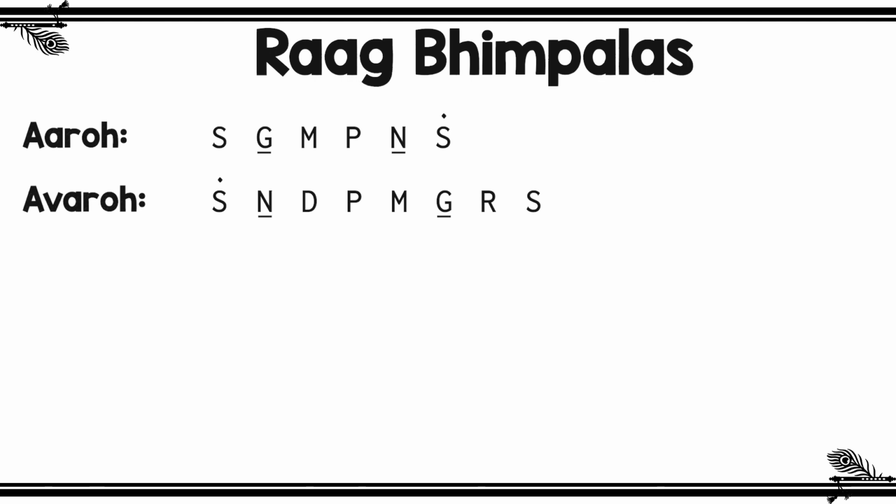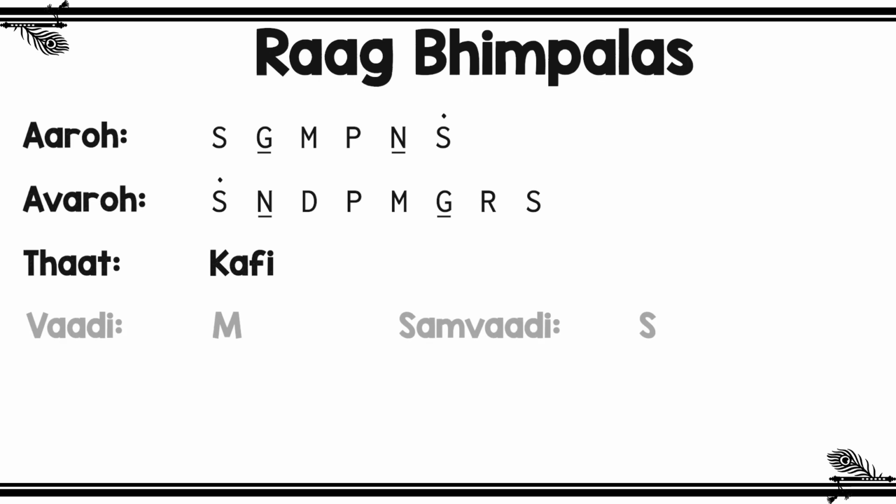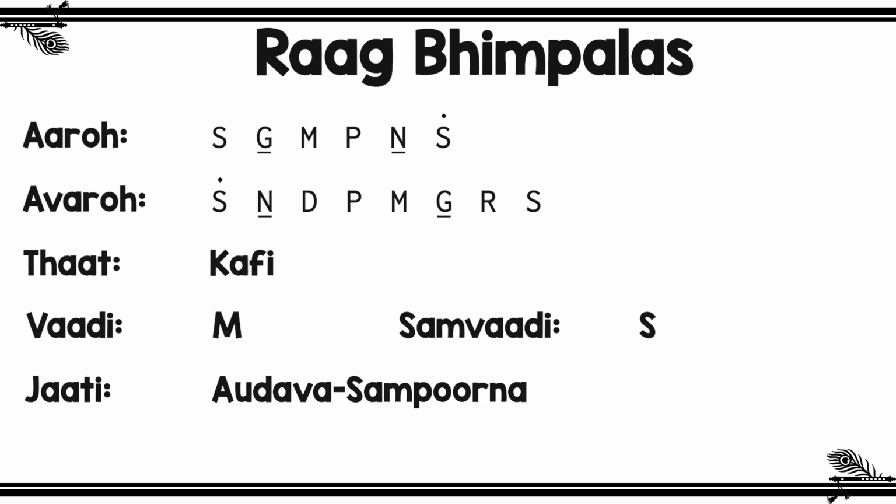The thaat of this rag, as you can see, has to be Kafi because of the komal ga and the komal ni. The vadi swar of this rag is madhyam and the samvadi is shadj. This rag has 5 notes in its aroha and all 7 notes in its avaroha. Hence, it's an audav-sampurna raga.